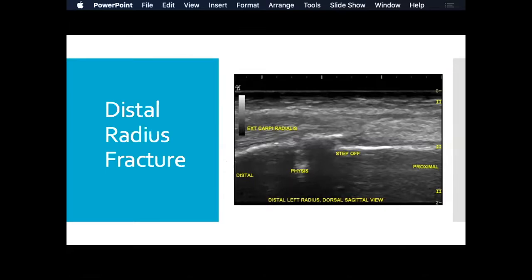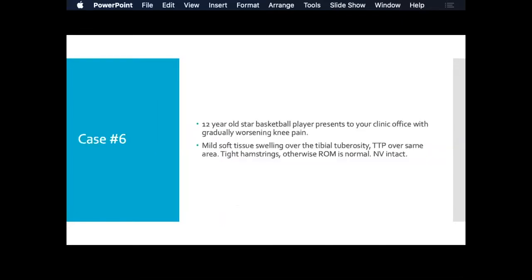So like we had said before with bone, really bright, nice and linear. All of a sudden there's this disruption and it's higher up and then it keeps going. So that is a step off. It's a fracture on ultrasound. Next slide. So 12-year-old basketball player that comes to your clinic with gradually worsening knee pain.